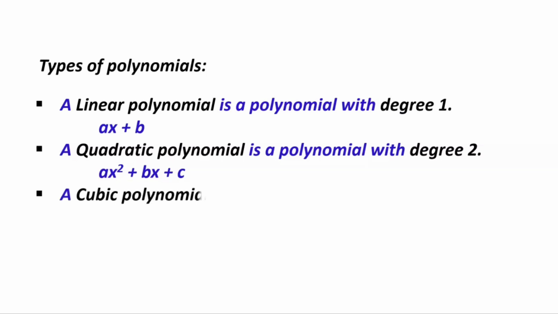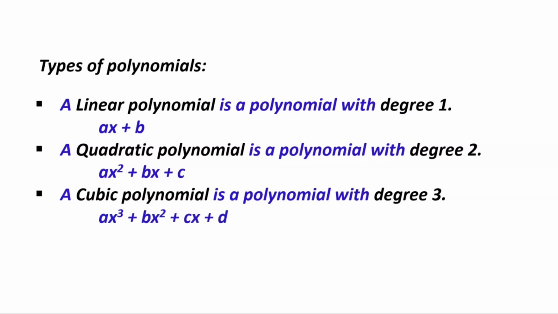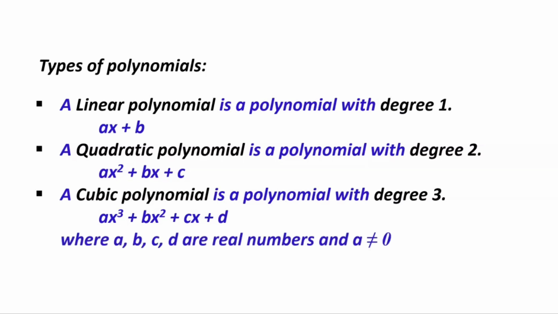And next, the cubic polynomial. A cubic polynomial is a polynomial whose degree is 3. If the highest power in the polynomial is 3, we call it a cubic polynomial. The general form of the cubic polynomial is ax cube plus bx square plus cx plus d. Where what are these a, b, c, d? These a, b, c, d are real numbers, and compulsorily a should not be equal to 0. Why should a not be equal to 0? If a is equal to 0, the highest power won't be there at all. So a should not be equal to 0.